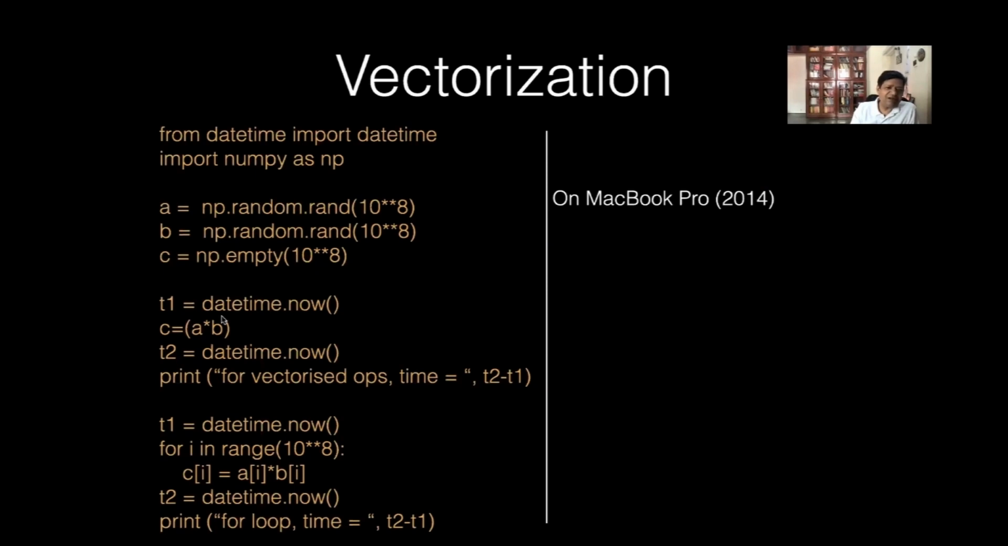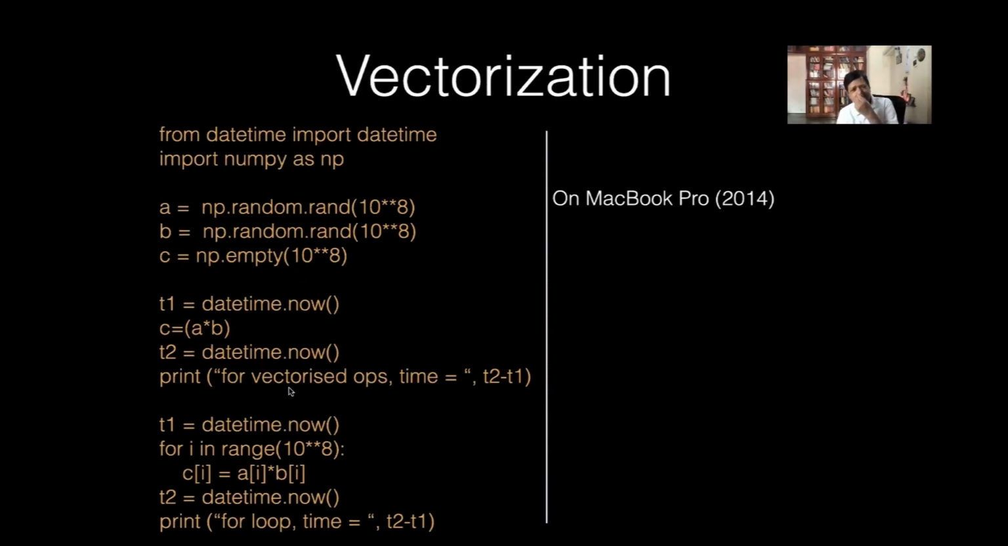Now I can time it. So how do I time? From datetime, which is a library, I import datetime. I can get the current time by the function now, which is part of datetime. So T1 is datetime.now, T2 is datetime.now: one before the operation, one after the operation, and I print T2 minus T1. I do the same for both.